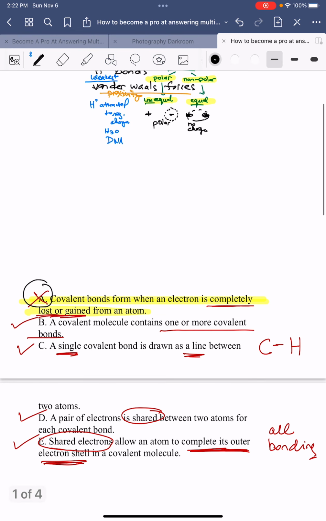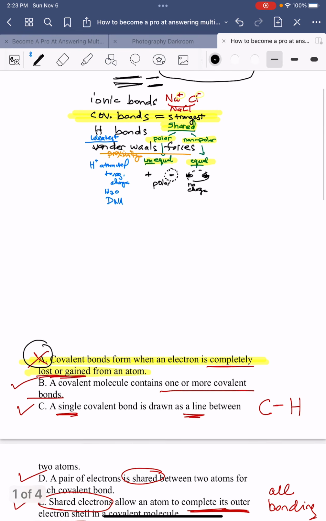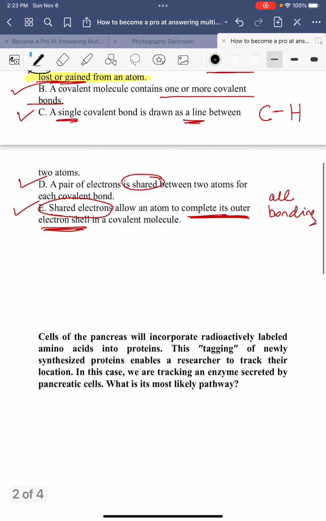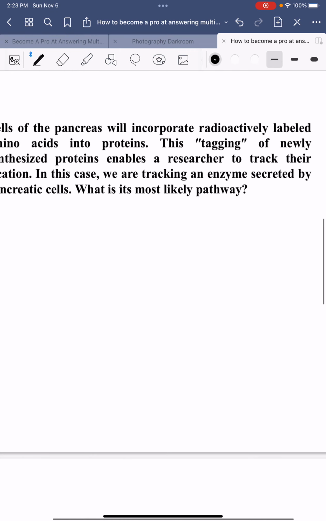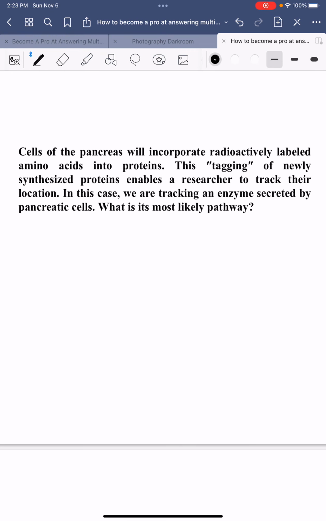So this was a process of going through all of the options and checking which ones are correct and which one is not correct. Let me give you another example of a question that also can be helpful when you are drawing a little diagram to try and solve the problem. This question reads, cells of the pancreas will incorporate radioactively labeled amino acids into proteins, and this tagging of newly synthesized proteins enables a researcher to track their location. In this case, we are tracking an enzyme secreted by pancreatic cells, and the question asks you, what is its most likely pathway?